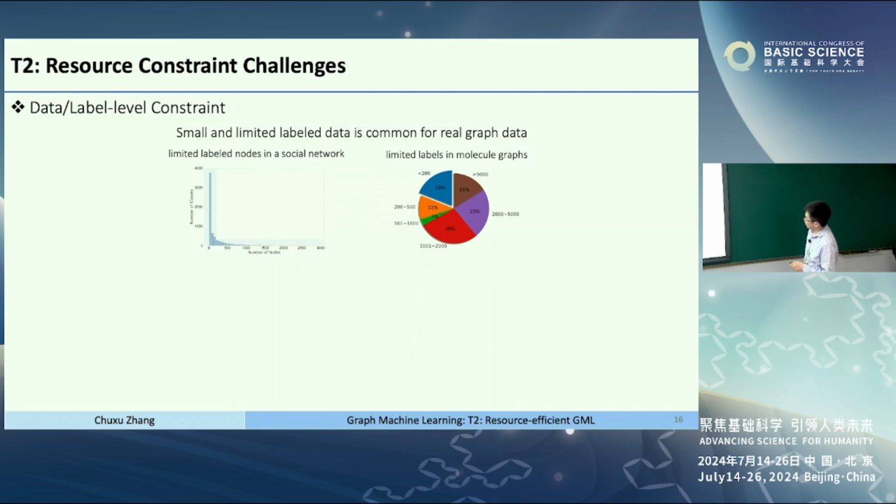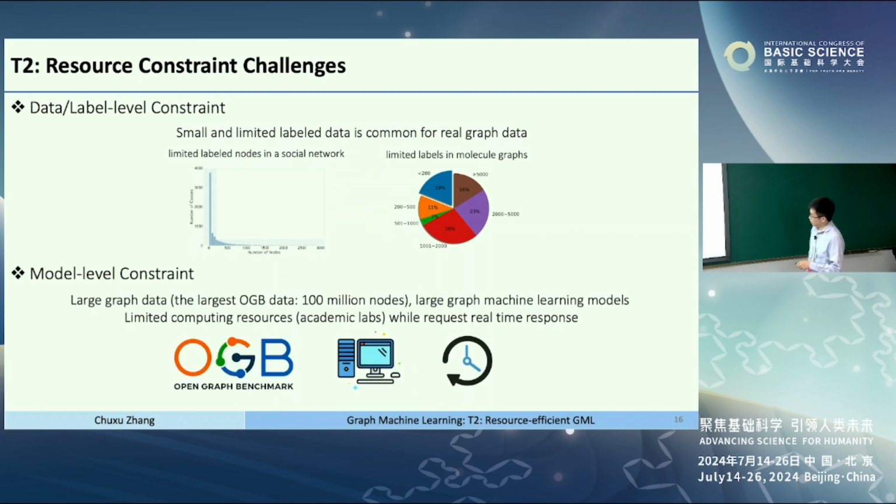About 20% of the molecular graphs only have less than 20 labels, right? So I show these two figures to show that the limited label problem is very common in real-world data and real-world applications. So that is about the label level challenge. The second one is about the model level constraint, or model level challenges.